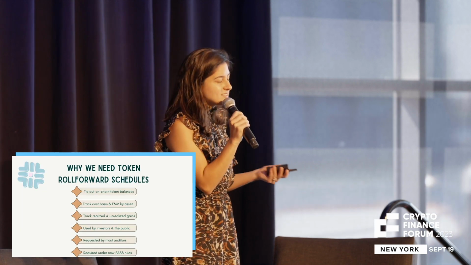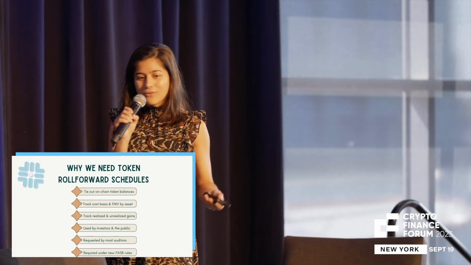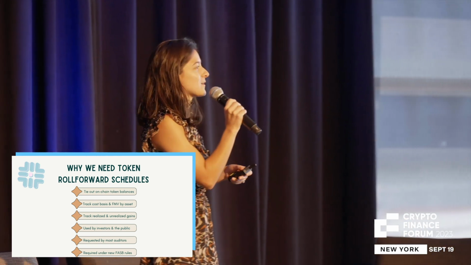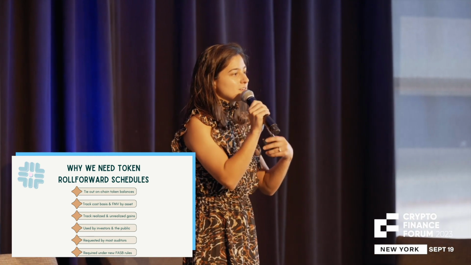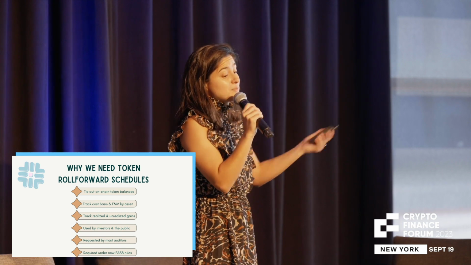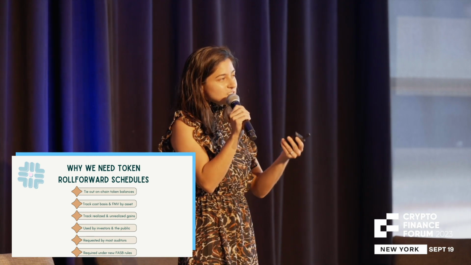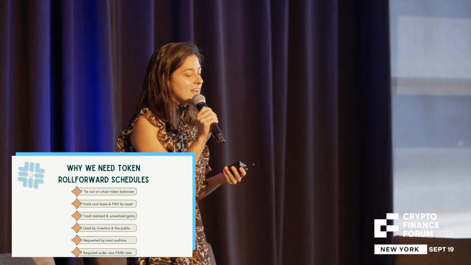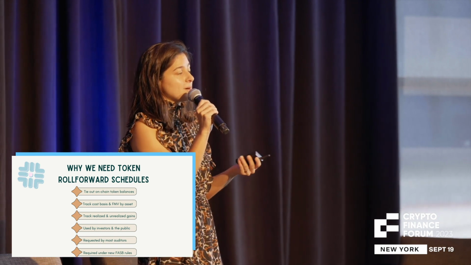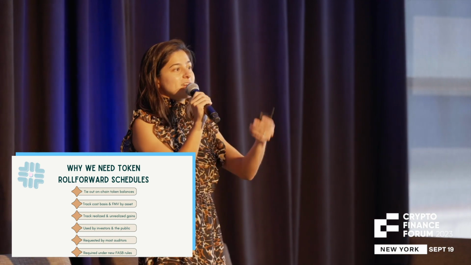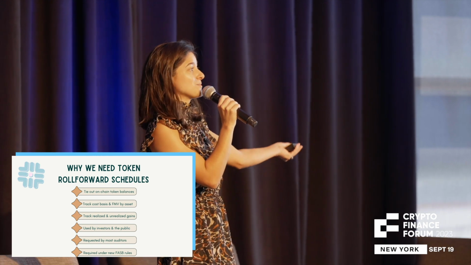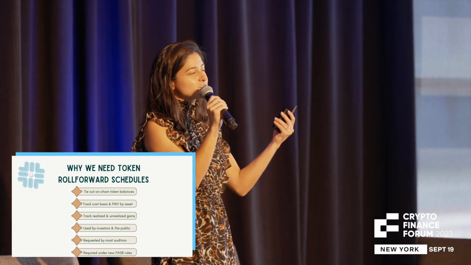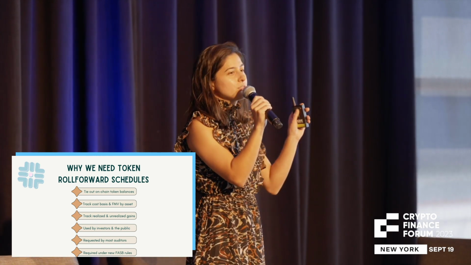But first off, I want to discuss why we even need token roll forwards in the first place. They're not only great for accountants, we love them, but they're also useful for the public as well. So just a couple reasons. The first one is that they let you really easily tie out on-chain token balances to your books. Because the rule of thumb is that whatever is showing in your books should equal the crypto that you have in your wallet. And so I like to describe it in terms of sort of a newfangled three-way match.